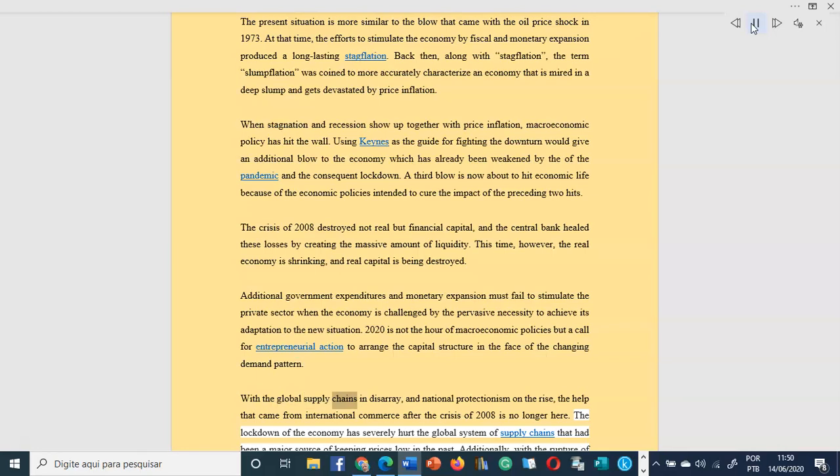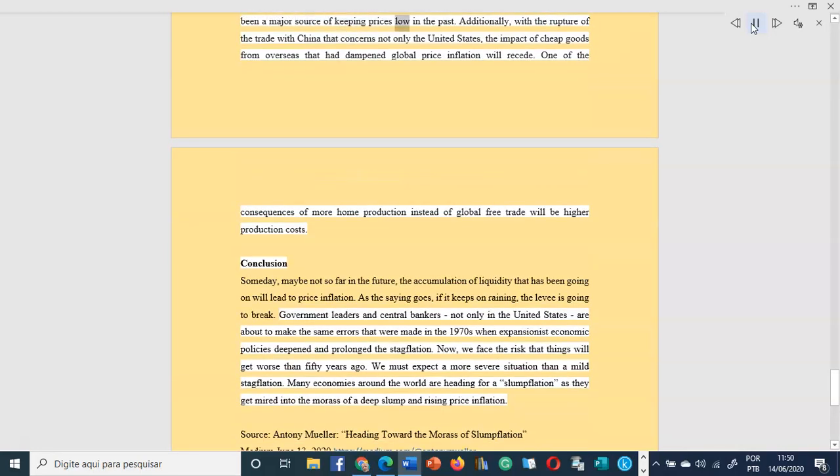With the global supply chains in disarray, and national protectionism on the rise, the help that came from international commerce after the crisis of 2008 is no longer here. The lockdown of the economy has severely hurt the global system of supply chains that had been a major source of keeping prices low in the past. Additionally, with the rupture of the trade with China, that concerns not only the United States, the impact of cheap goods from overseas that had dampened global price inflation will recede. One of the consequences of more home production instead of global free trade will be higher production costs.